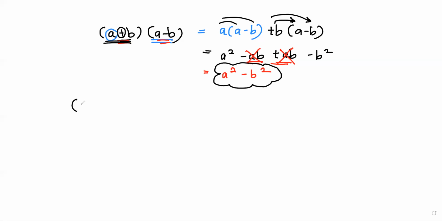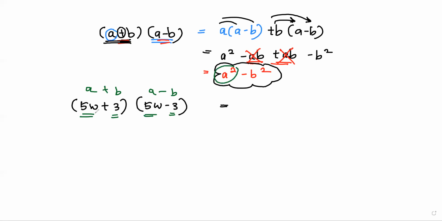So let's say I have this one as an example. Let me show you the fast method. If I have something like this, we call this one A, this one B, this one A, and this one B as well. Here plus and here minus. So if I expand it quickly, I can say A squared, square this one, I will get 25W squared, and then minus the B squared. So 3 squared will be 9. That's it. So this is the fast method.